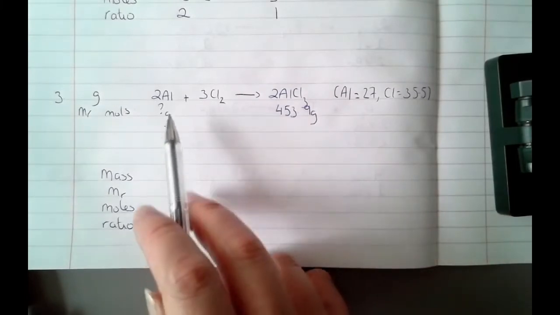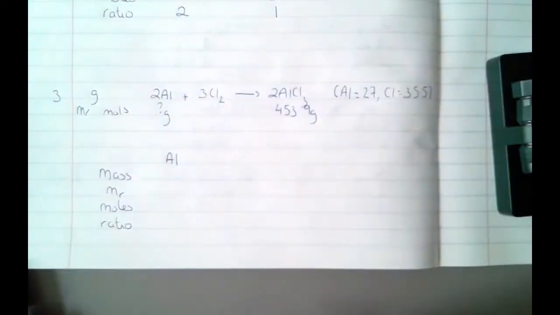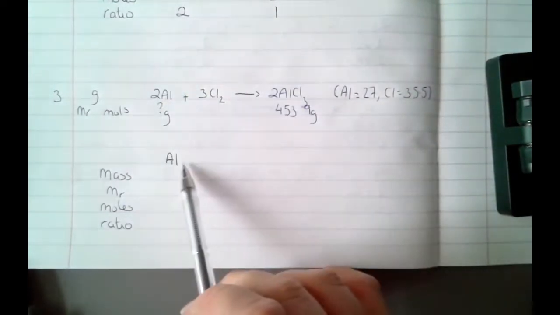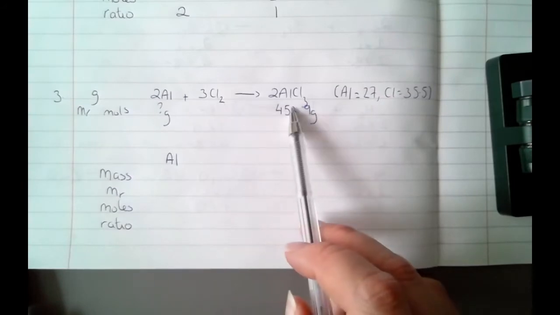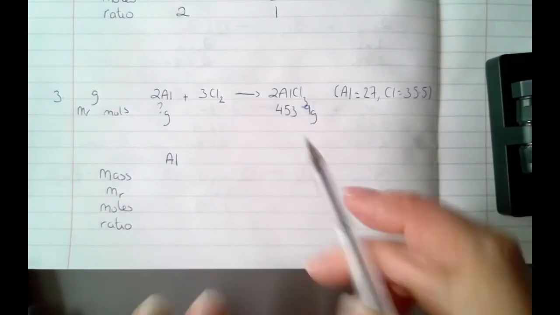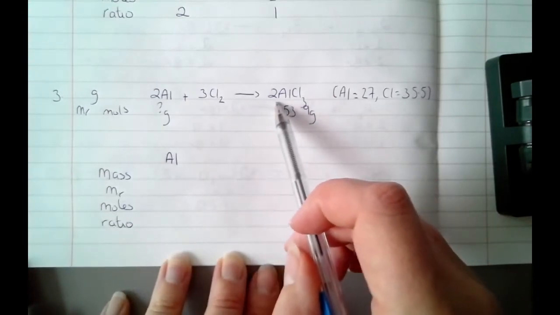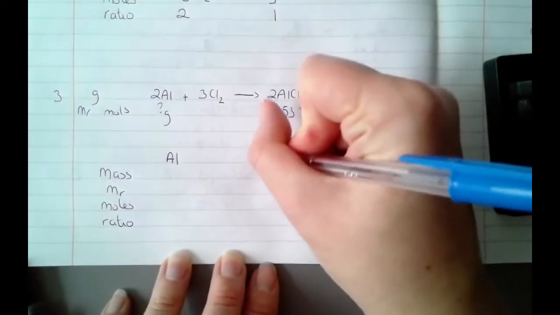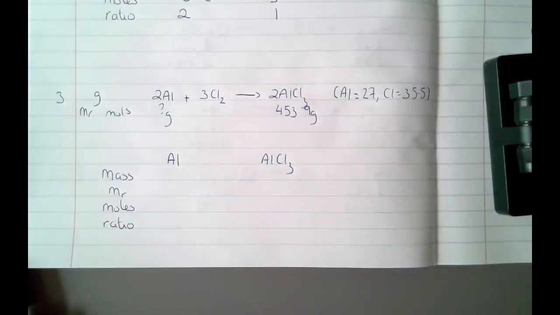I need to pick out the important elements. So I am asked about aluminium, therefore aluminium is important. So I'm going to put aluminium in my table. I'm not going to bring the big number, I'm just going to write the formula. Not asked about chlorine or given information about it. Aluminium chloride I am. And again, I'm going to write this exactly the same way as it is in my balanced equation. I'm just not going to bring the big number. So it's going to be AlCl3.